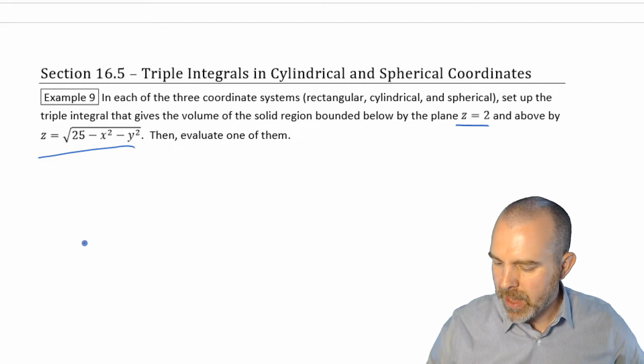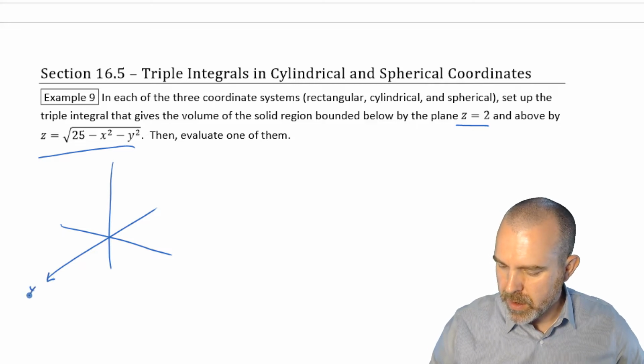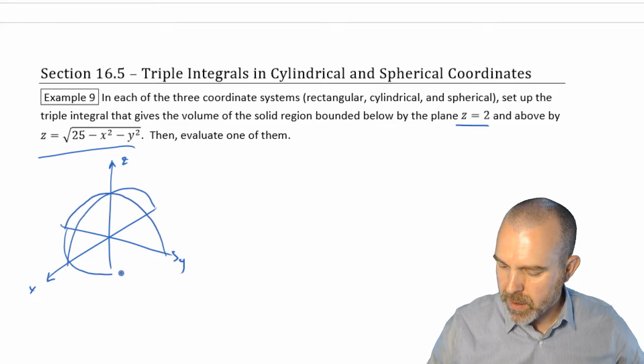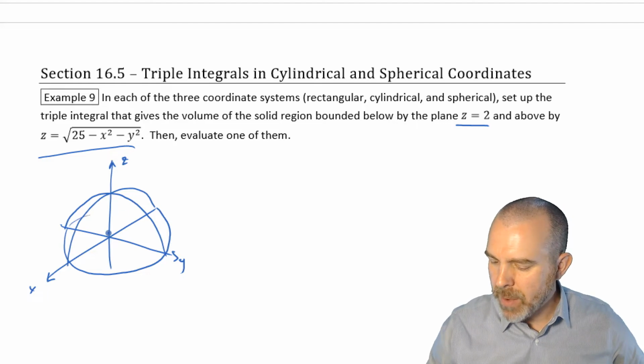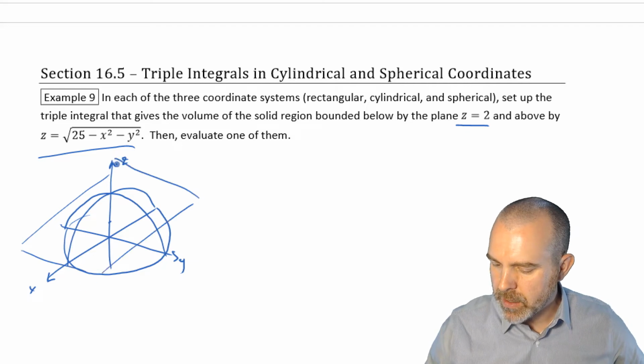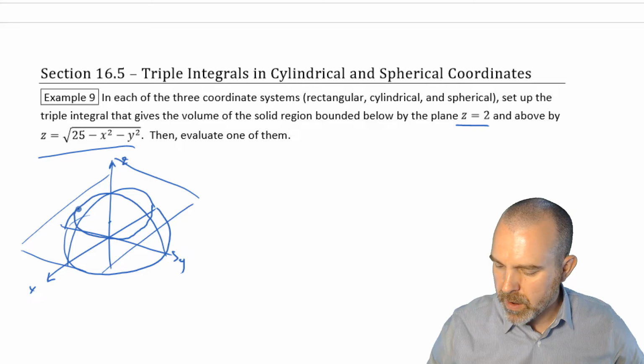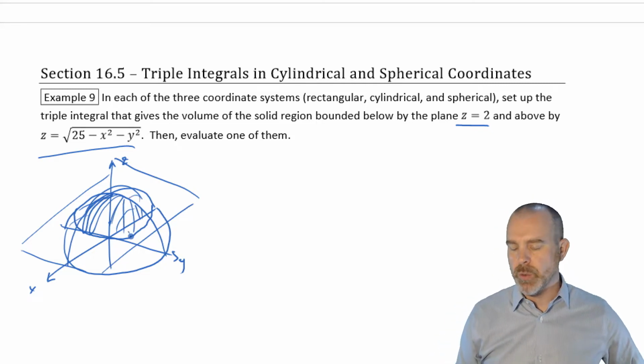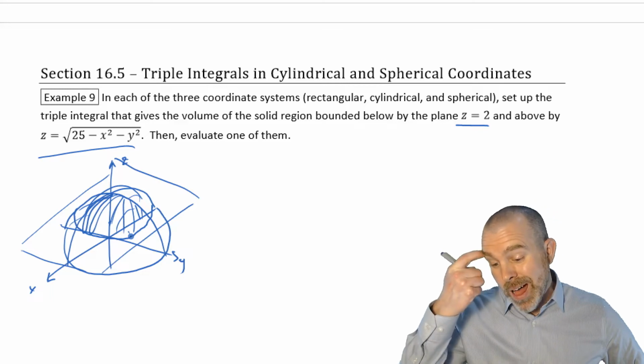So what we have is x, y, z. We have a hemisphere of radius 5. And then we have z equals 2, a plane that we're going to cut this off right here. And we're just going to look at the top portion of this above z equals 2.